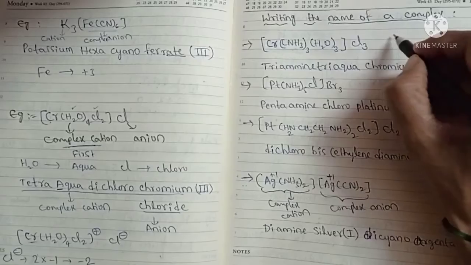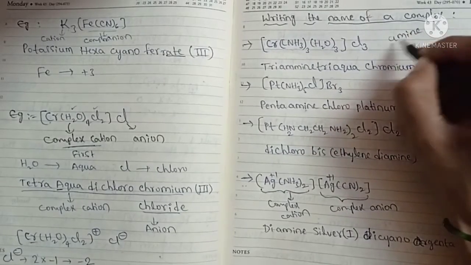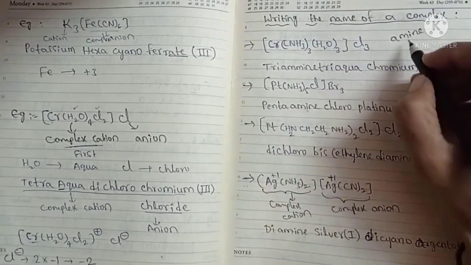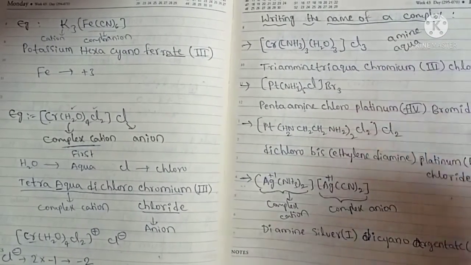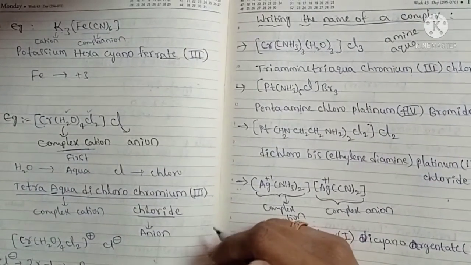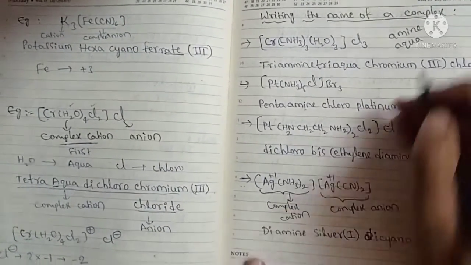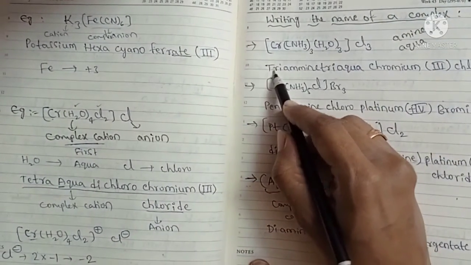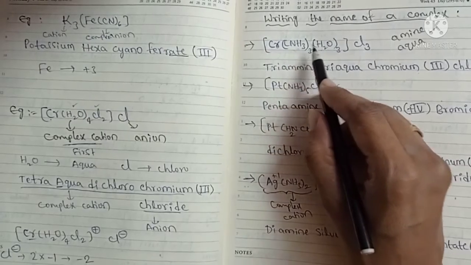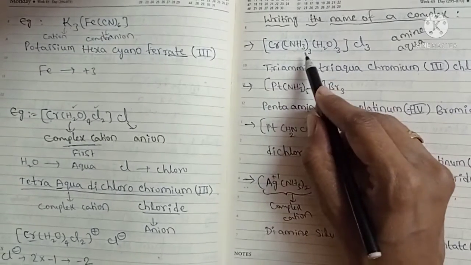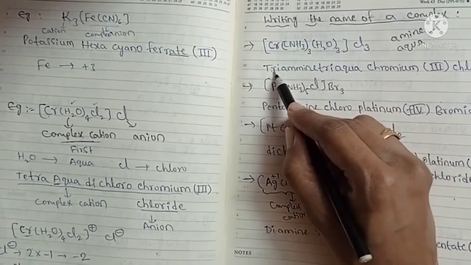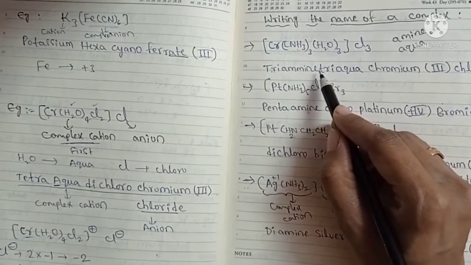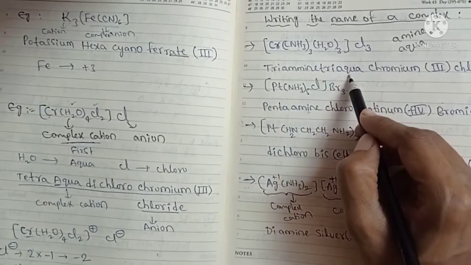NH3 is ammine and H2O is aqua. Which comes first in alphabetical order? Ammine comes first. That's why we mention ammine first, then aqua. How many are there? Three are there. So triammine, and then aqua.